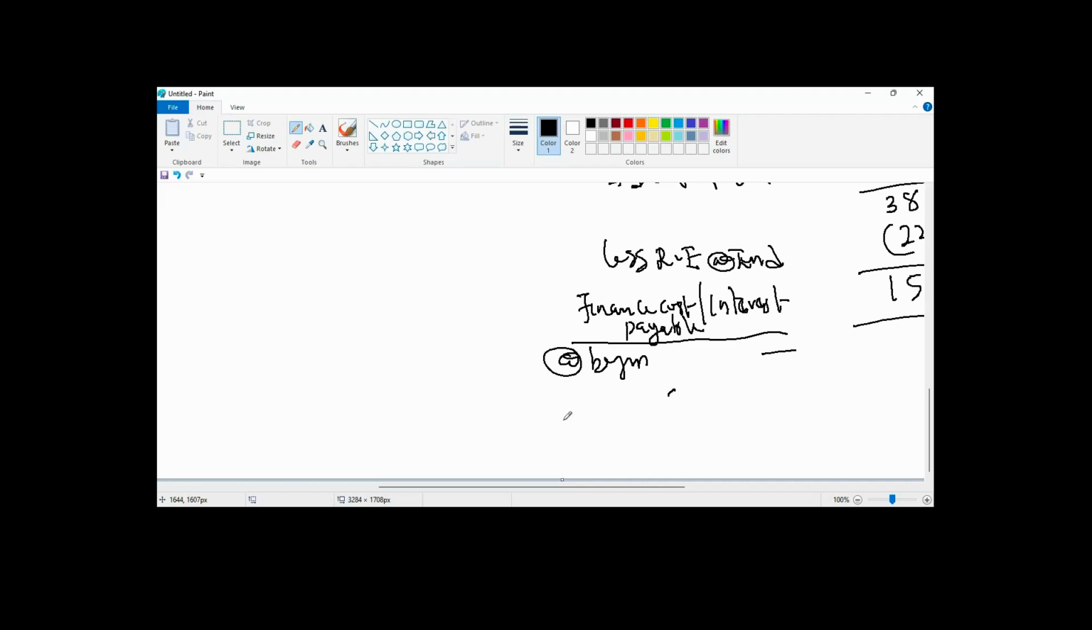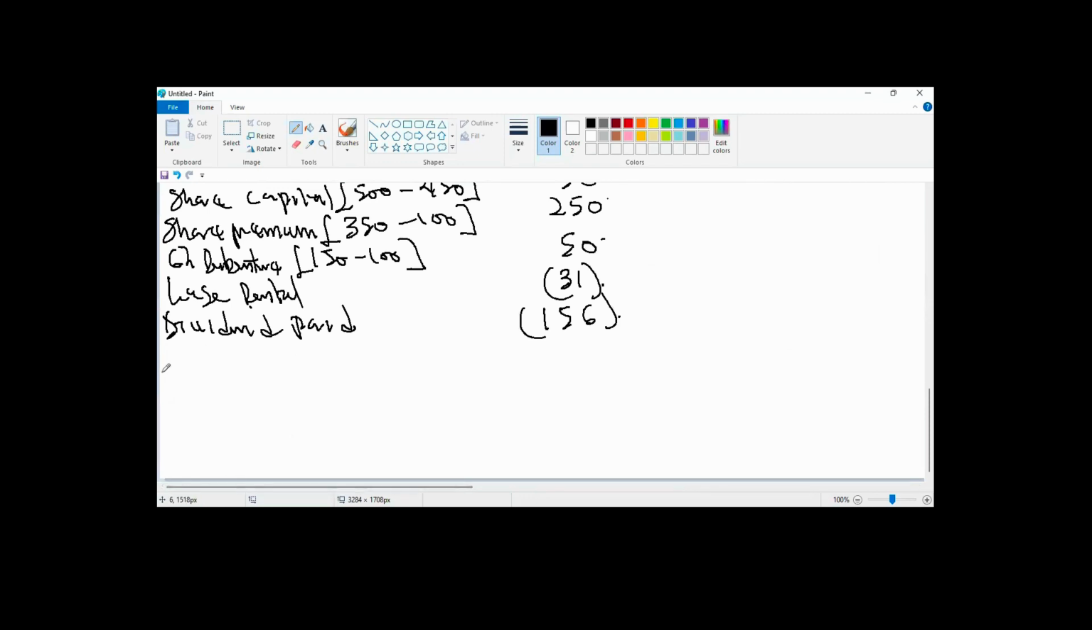Then the finance cost in the P&L is 15. At the end, they reported 5. Paid. Last cost paid. That is it.